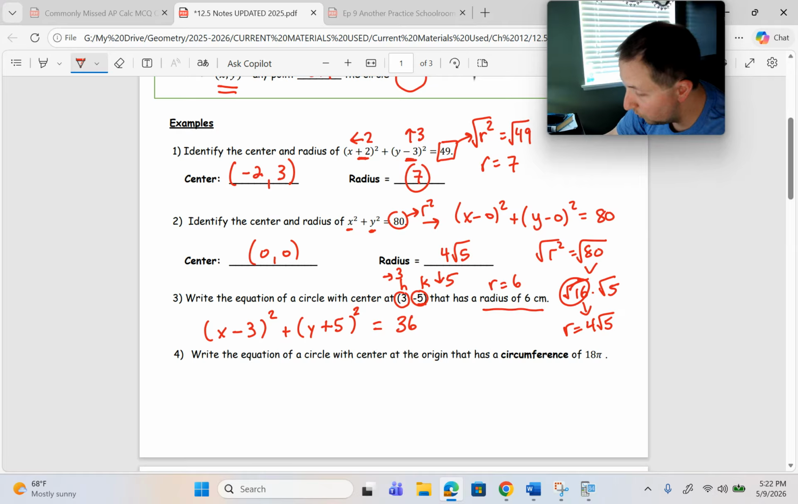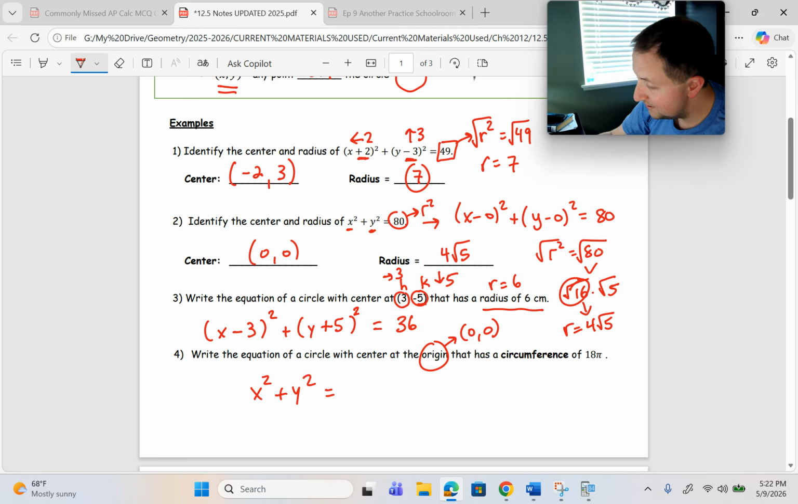Okay. Number 4, write the equation of a circle with center at the origin. So remember, origin is 0, 0. That's our nice, easy case where we just have x squared plus y squared equals... you got to be careful here. They didn't say radius of 18 pi. They said a circumference of 18 pi. We need the radius in order to get the radius squared in the equation.